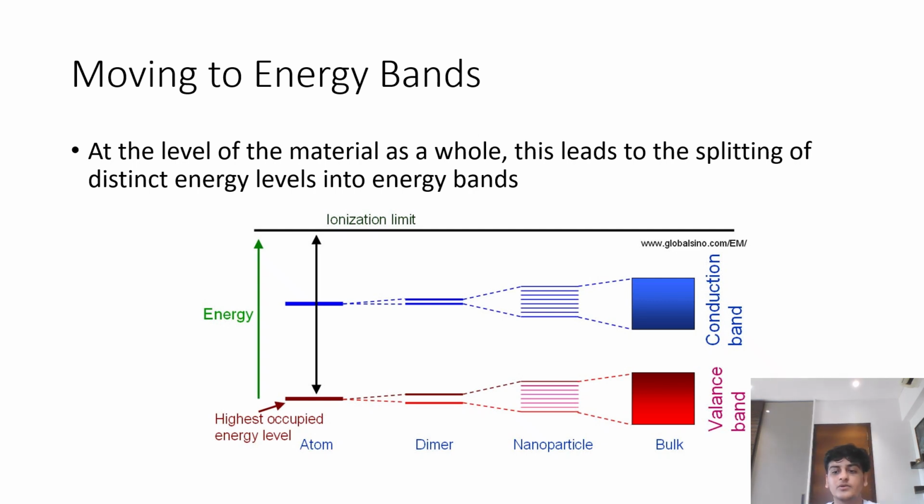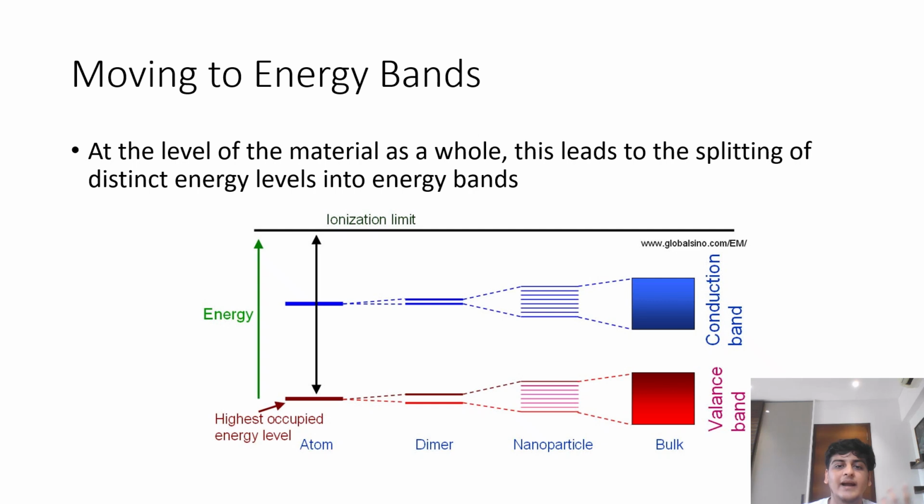Now, when you continue this process of bringing more and more atoms closer and closer together, it leads to the energy levels, although they are around the same center, splitting more and more. It creates something like this, which they've written as a nanoparticle. And when you take literally to the order of 10 raised to 23 of these, what you get in fact is what we call bands.